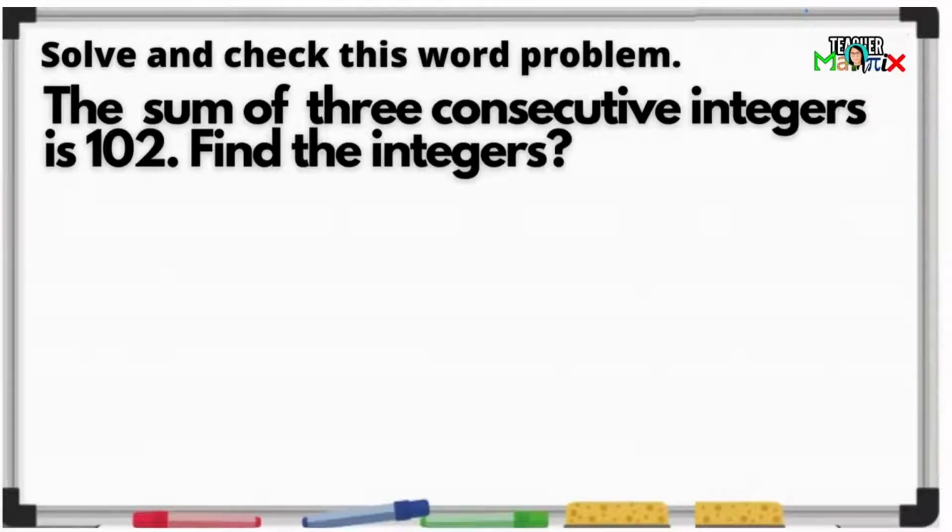Based on this statement, it was not specifically mentioned that the numbers that are consecutively identified are even or odd. It was just indicated that the numbers are consecutive integers. Let's find out.